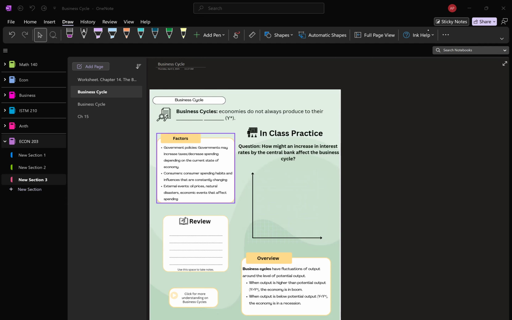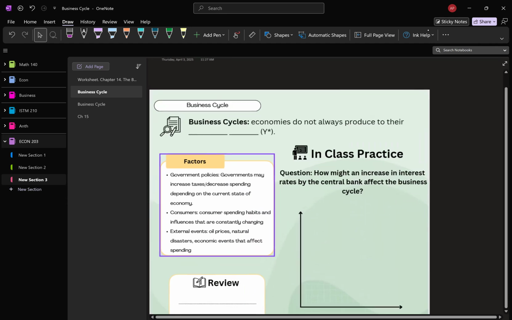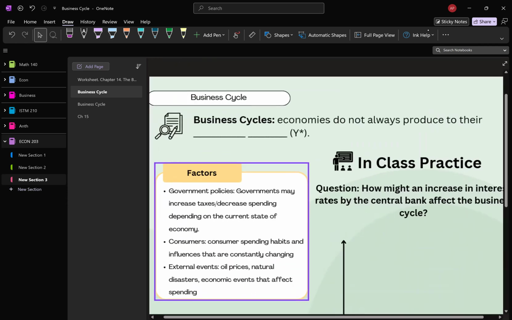So firstly, business cycles. Economies do not always produce the answer to this would be potential output, because output is always based off of how the economy is doing at that moment. If they're in recession, the economy is doing worse. So potential output is always dependent on the business cycle.